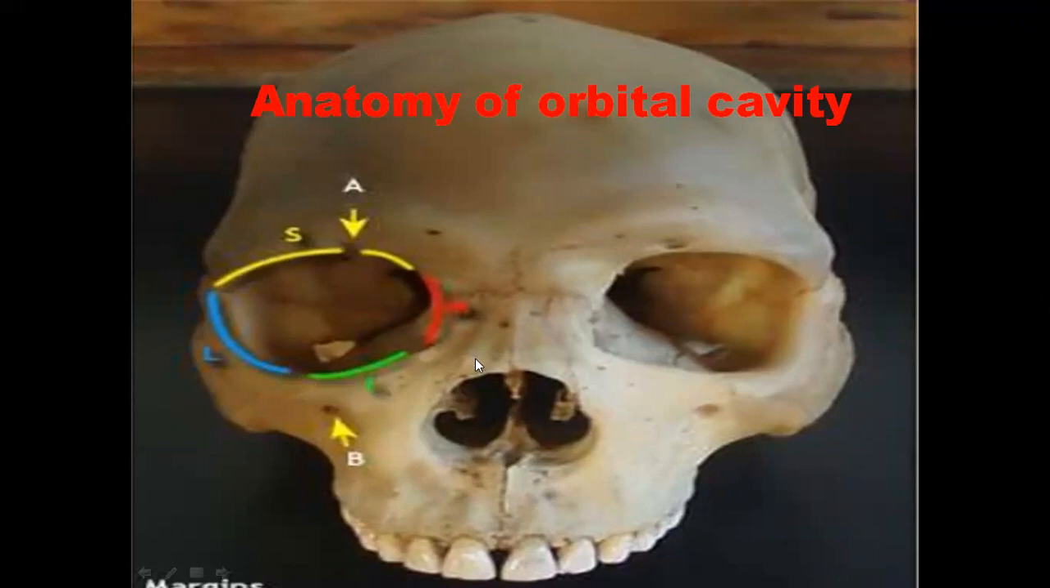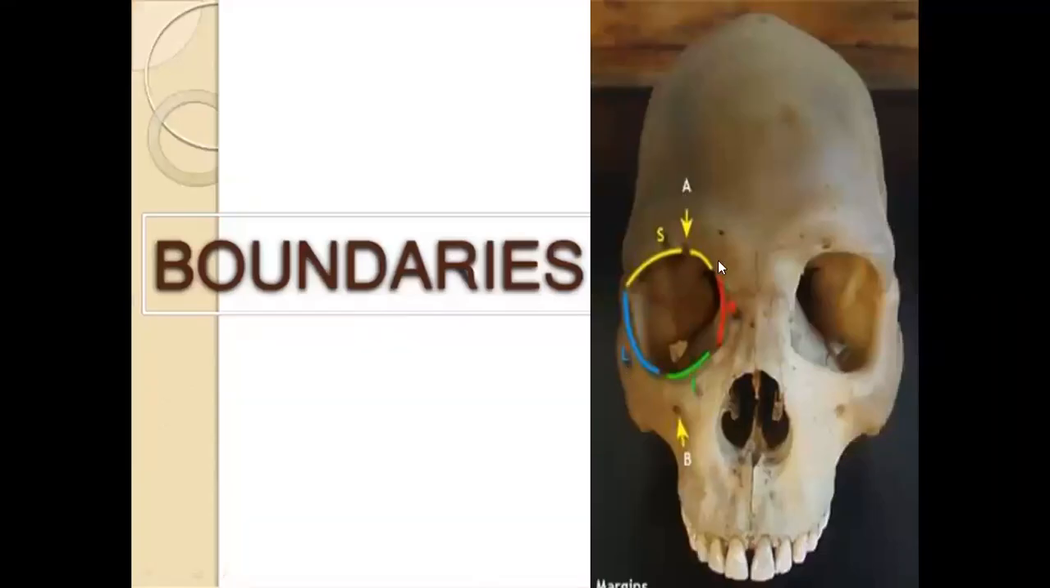Now in this session, we are going to study the boundaries of the orbital cavity, the content of the orbital cavity, and the orbital fascia and its communication. First, we will move to the boundaries of the orbital cavity. Since we already studied that the orbital cavity is a pyramidal shaped space, it has a base, an apex, and four walls. This is the base, the apex is directed behind, and the four walls are the medial wall, lateral wall, roof, and floor. Now we will study all these boundaries in detail.